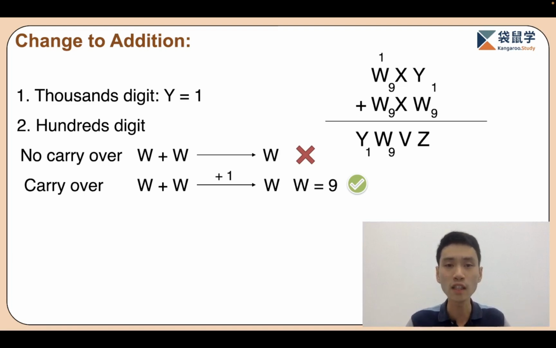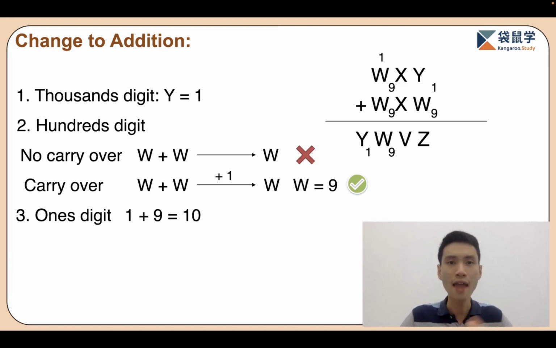If you said ones position, I would agree with you. Why? Because we have Y is 1 and W is 9 already. So we have 1 plus 9 equals 10. And so, can we determine what Z is equal to for sure? Yes, Z would have to be equal to 0. So, we can mark that on our number puzzle. And since 1 plus 9 is 10, we can also mark that there's carryover from ones to the tens position.